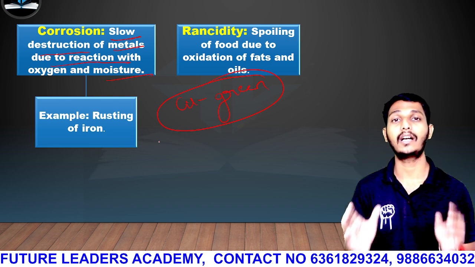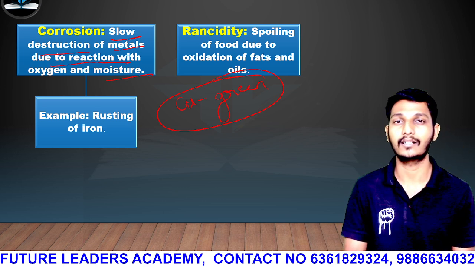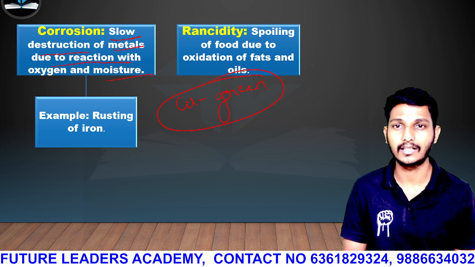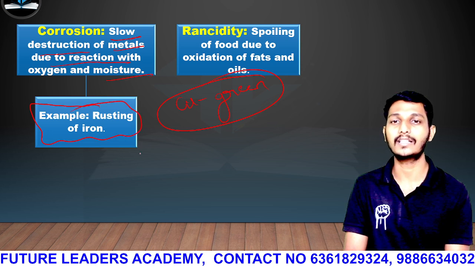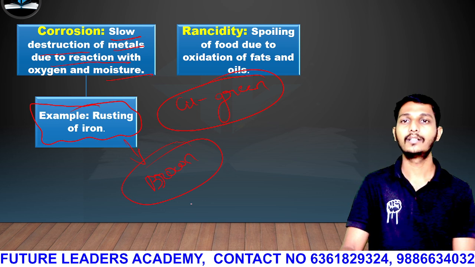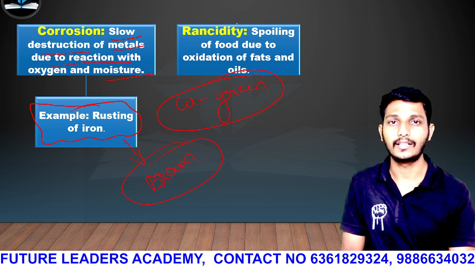Copper turns green in color, and corrosion of silver, we can say that it is a blackish or gray color. Okay, the best example of corrosion is rusting of iron, that is brown color. Okay, corrosion. And next thing, rancidity.